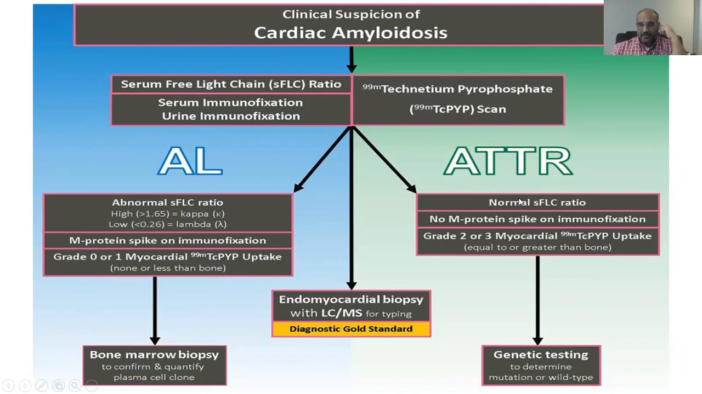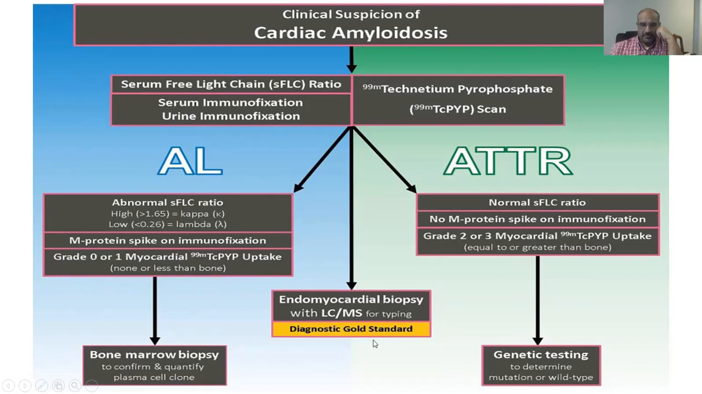If it's ATTR, what you will find is a normal serum free light chain ratio. So these abnormal numbers are not here, and there is no M protein spike on immunofixation, and there is grade 2 or 3 myocardial technetium pyrophosphate uptake, equal to or greater than the bone. So grade 2 or 3 myocardial technetium pyrophosphate uptake.